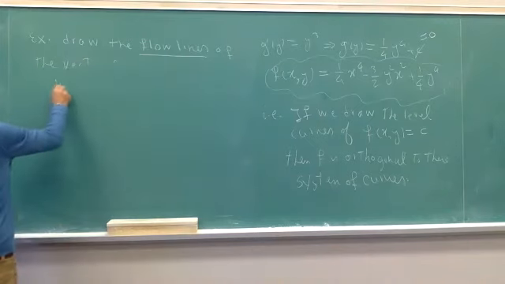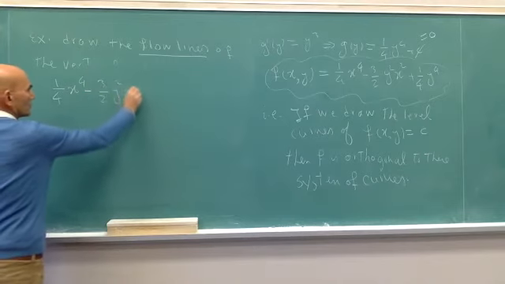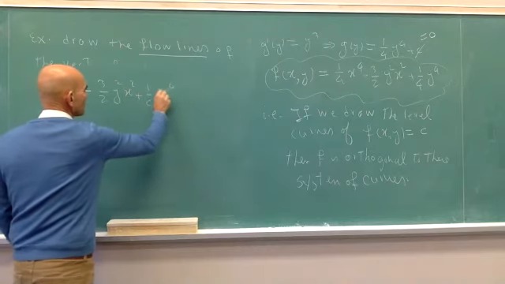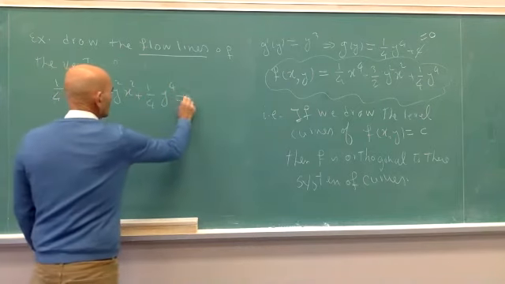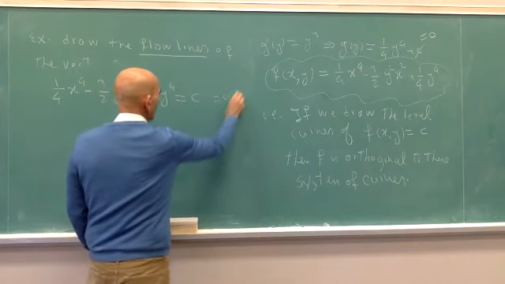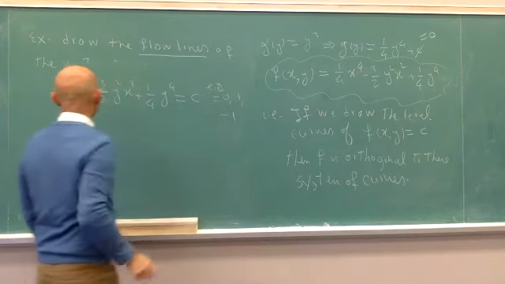So let's start. 1/4 x^4 minus 3/2 y^2 x^2 plus 1/4 y^4 equal to some constant. So for example, let's put it equal to 0, 1, minus 1.